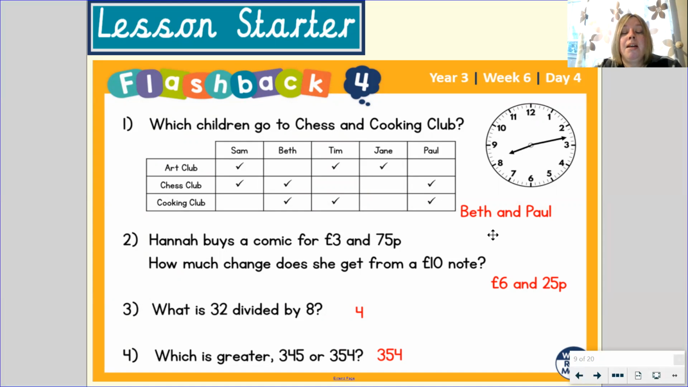Question number 2. Hannah buys a comic for £3.75. How much change does she get from a £10 note? She gets £6.25. Question number 3. What is 32 divided by 8? The answer is 4. Which is greater? Remember, greater means largest. 345 or 354? 354 is greater because there are more tens in the number.